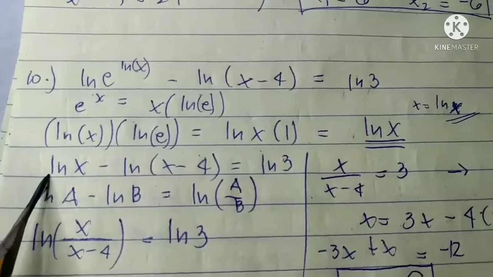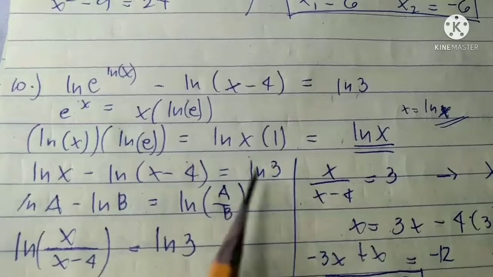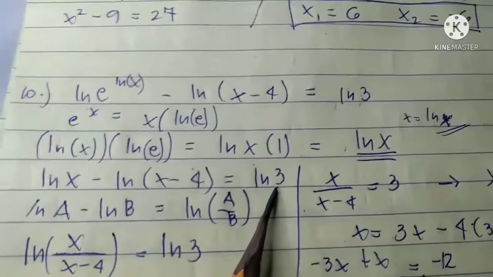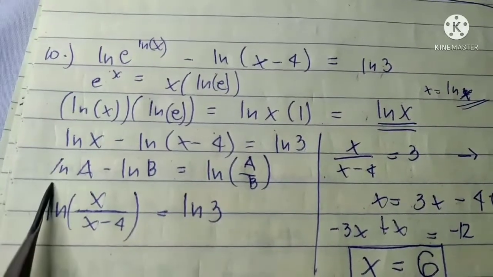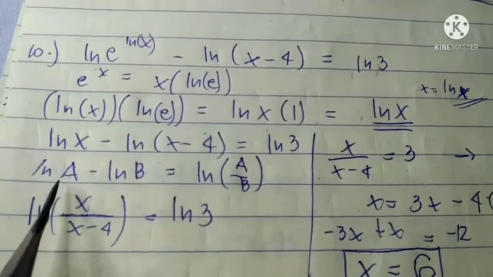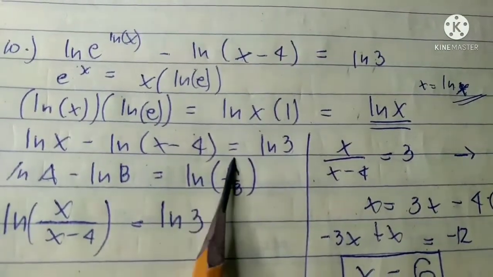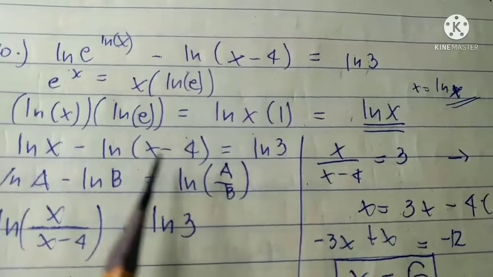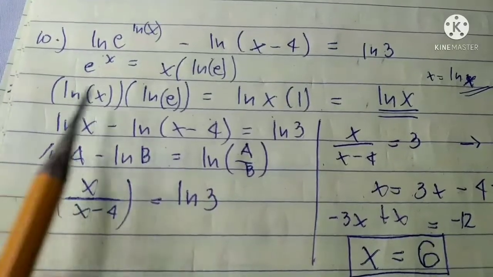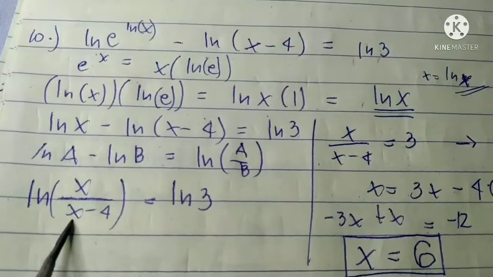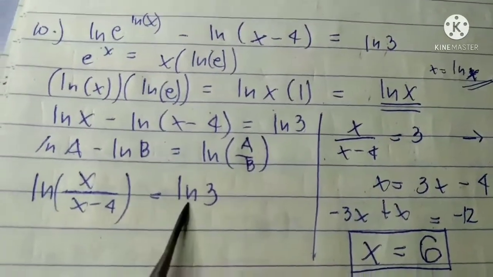Then we can now solve. We have now ln of x minus ln of quantity x minus 4 equals ln of 3. So we can combine these two by using this equation: ln of a minus ln of b is equal to ln of quantity a over b. So our a is x here, and our b is x minus 4. So we get ln of x over x minus 4 equals ln 3.